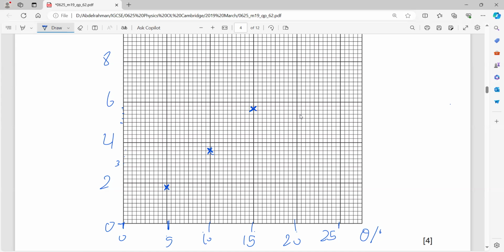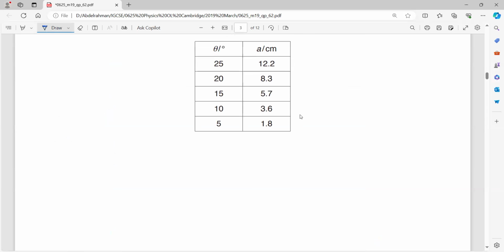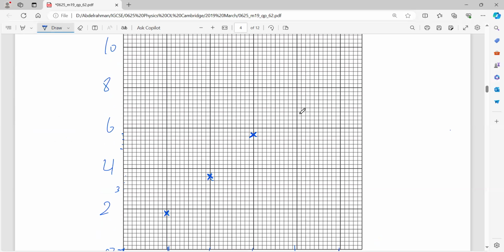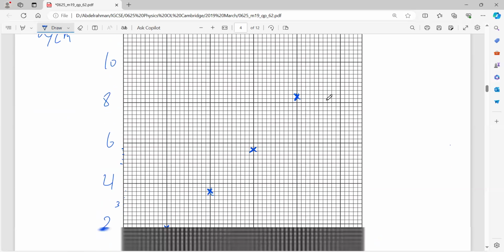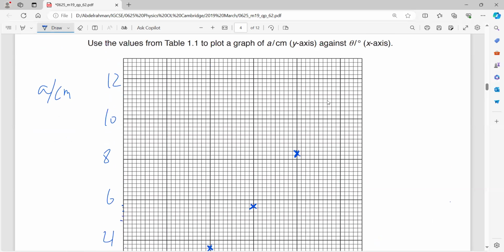5.7 and 15. Then 8.3 and 20. 8.3 is a square and a half above 8. And the last point is 12.2 and 25.